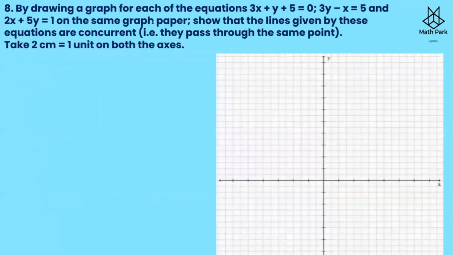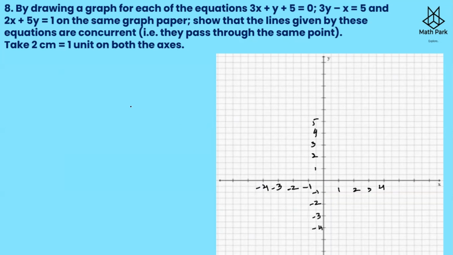By drawing a graph for each of these equations on the same graph paper, show that the lines given by these equations are concurrent. Concurrent meaning they pass through the same point. Take 2 centimeters is equal to 1 unit on both the axes. So this is 1, 2, 3, 4, so on. 1, 2, 3, 4, 5. Minus 1, minus 2, minus 3, minus 4. Minus 1, minus 2, minus 3, minus 4.